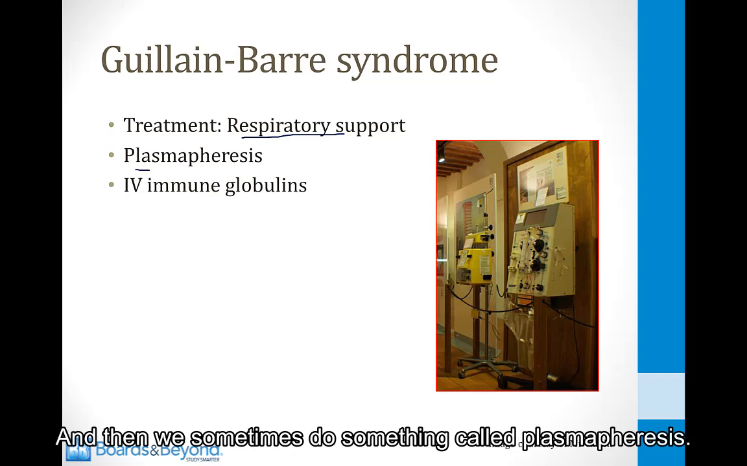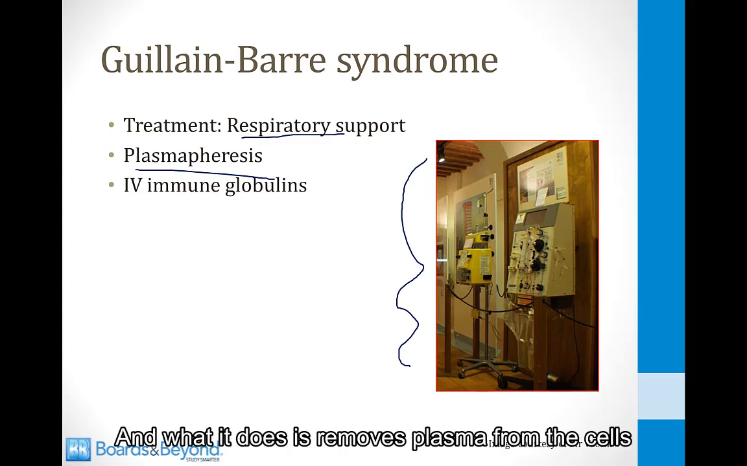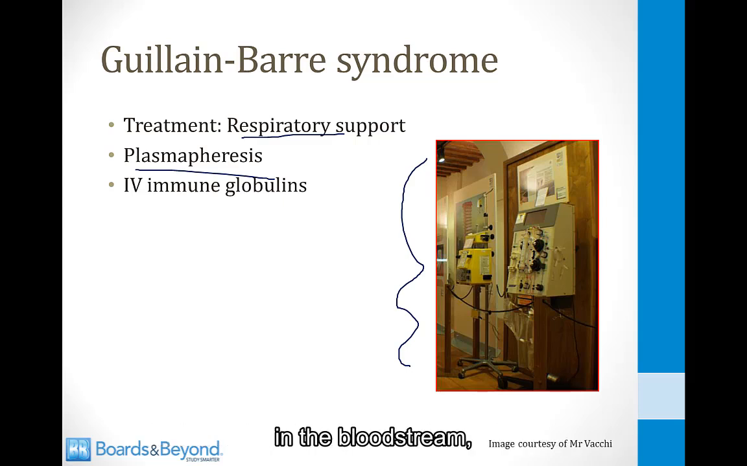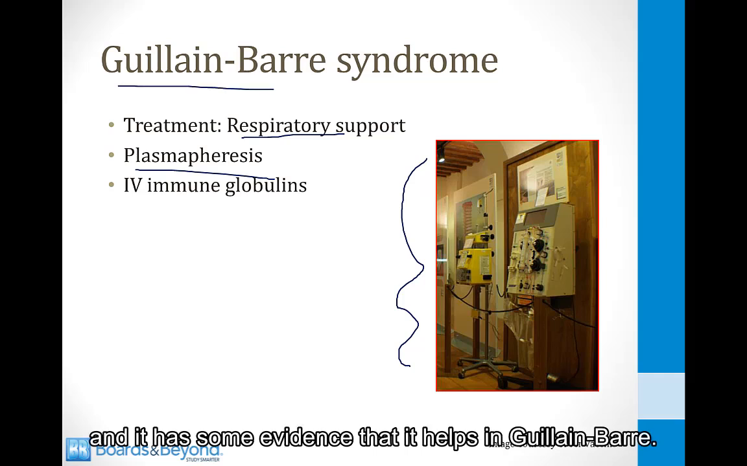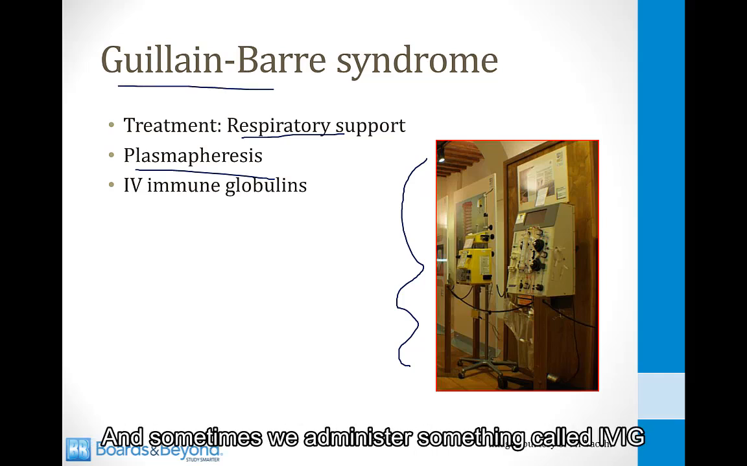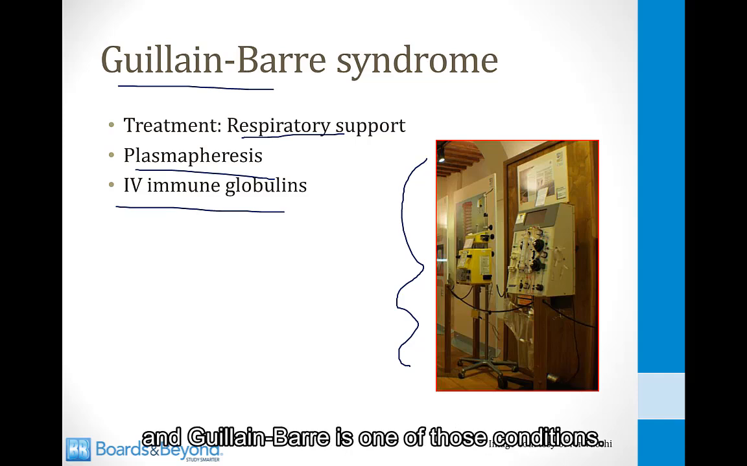And then we sometimes do something called plasmapheresis. This is a plasmapheresis machine over here. And what it does is removes plasma from the cells in the bloodstream and then feeds the cells back to the patient with donated plasma. It basically removes antibodies from the circulation, and it has some evidence that it helps in Guillain-Barré. And sometimes we administer something called IVIG, or intravenous immune globulins. This is a bunch of pooled antibodies from over 1,000 patients, and for reasons we don't understand, it helps in some conditions, and Guillain-Barré is one of those conditions.